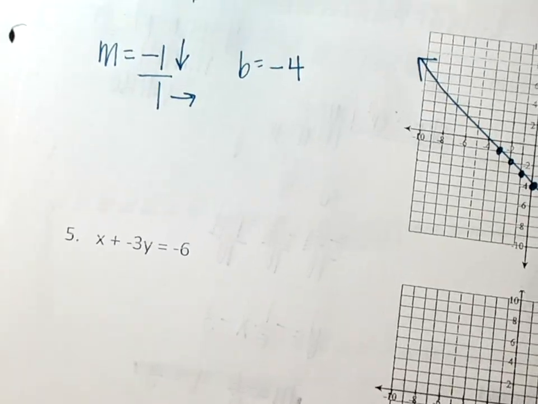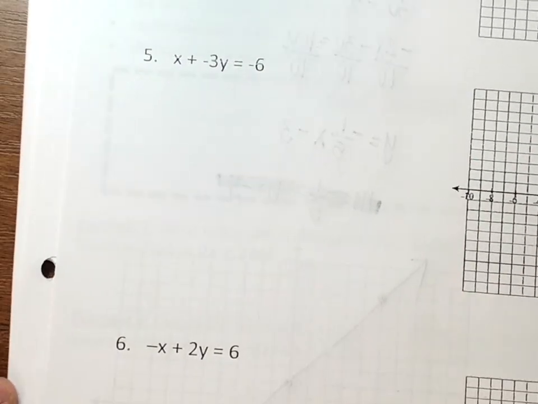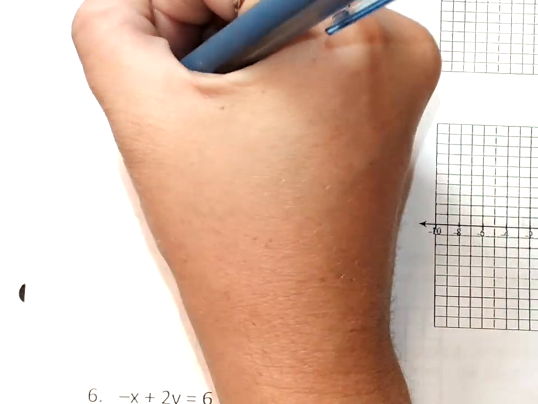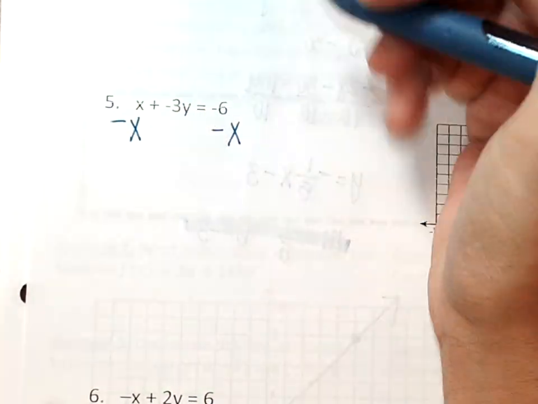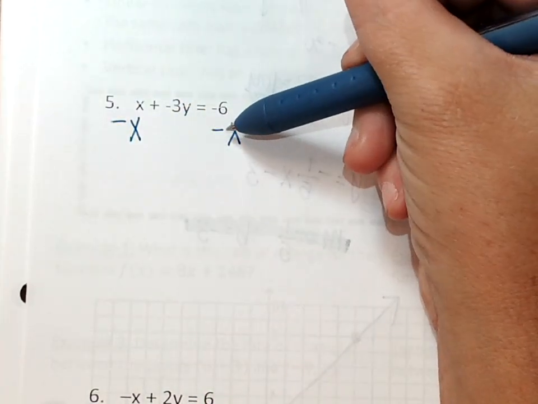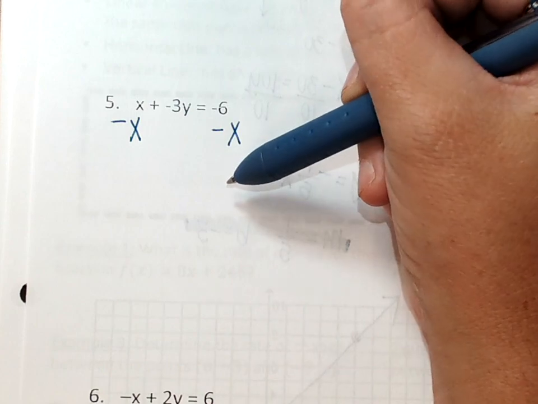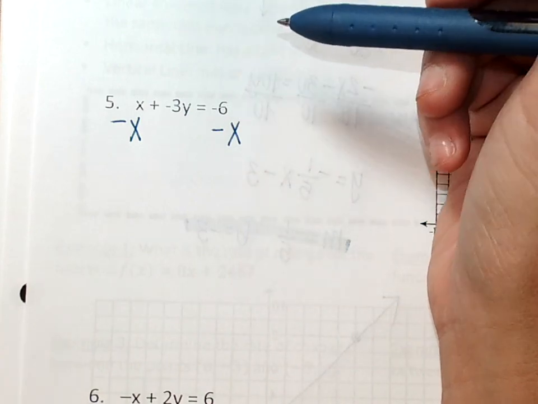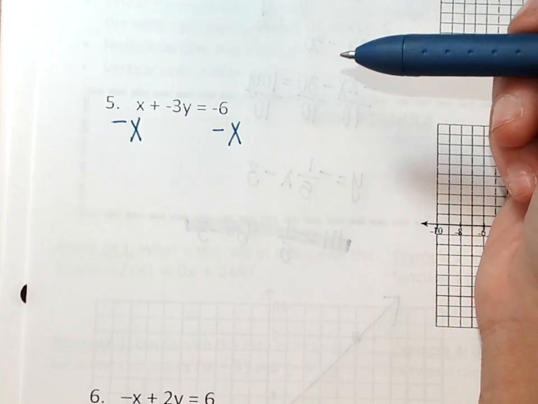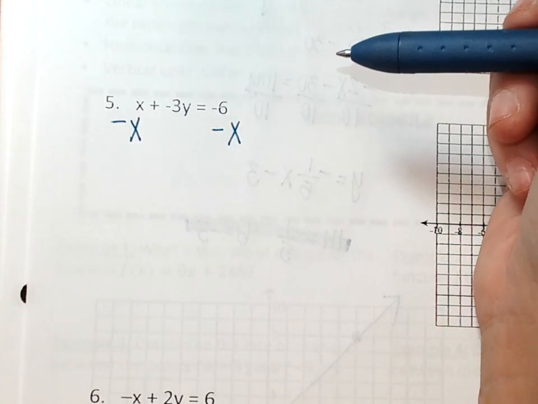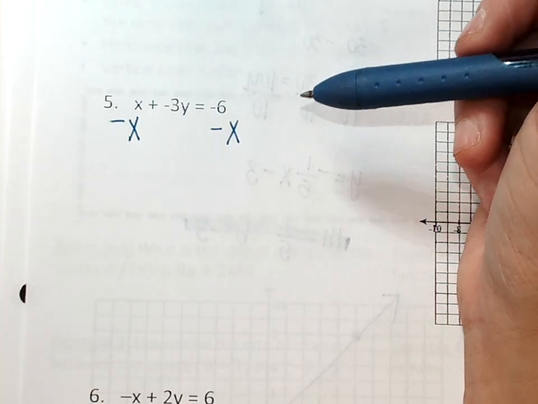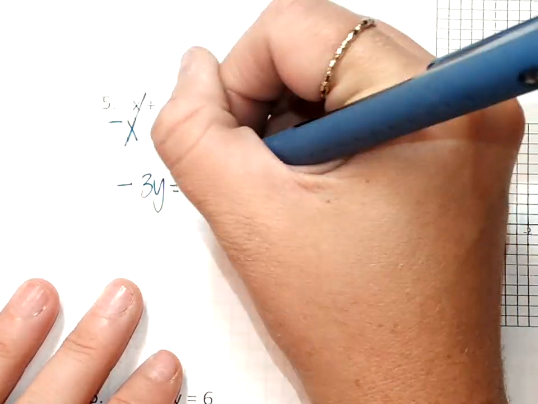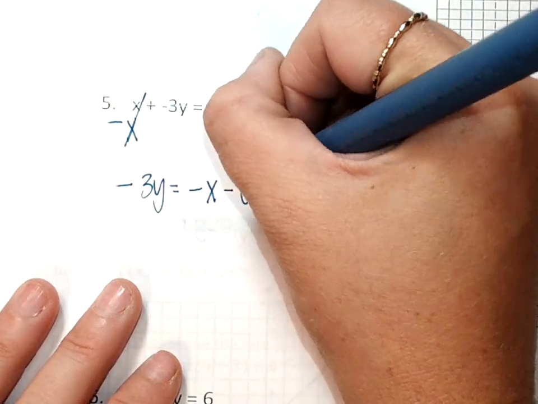Can anybody tell me what they did first to try and put this in slope-intercept form? Anybody want to help? Miles. Subtract x. Okay, why can I not do 6 minus 1x and get negative 7x? Why can I not do that? What do we call those when they're the same? Good, they're not like terms, you can't combine them, you just write them beside each other. So that goes away. I'm left with negative 3y is equal to negative x minus 6.